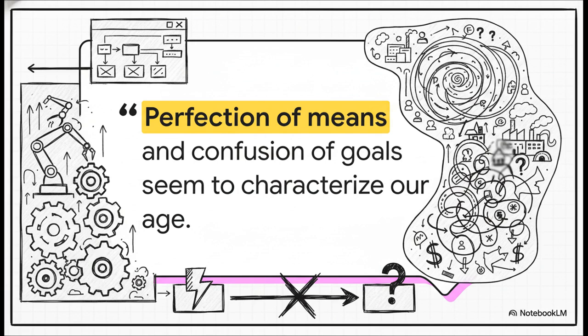We perfected our means. We built these incredibly complex MRP software systems. We deployed highly precise robotic assembly lines. We optimized the efficiency of individual machines down to the millisecond. But we became completely confused about our overarching goals. We got so heavily focused on keeping our machines utilized to 100% capacity that we entirely lost sight of the actual profitable flow of value to the customer.